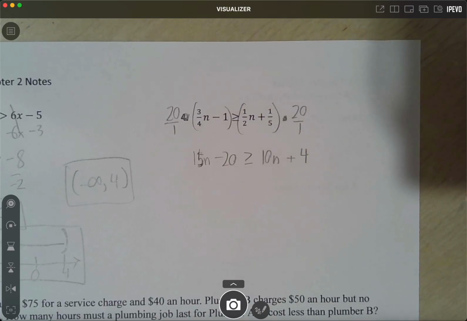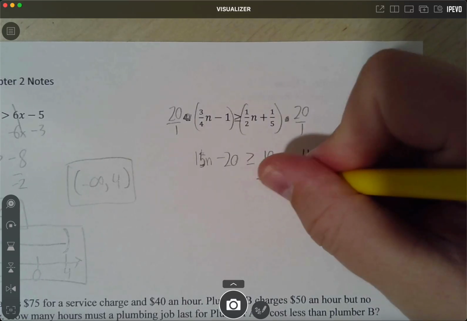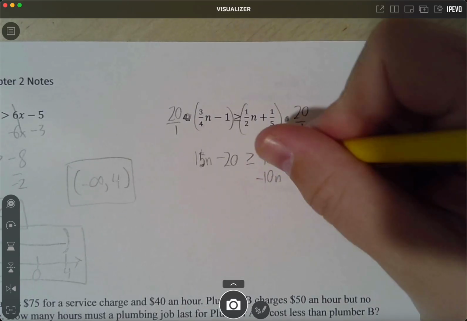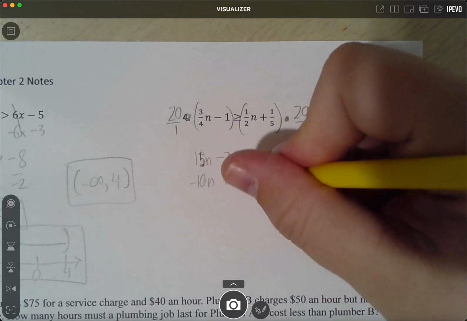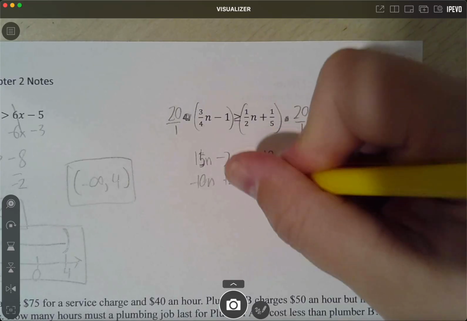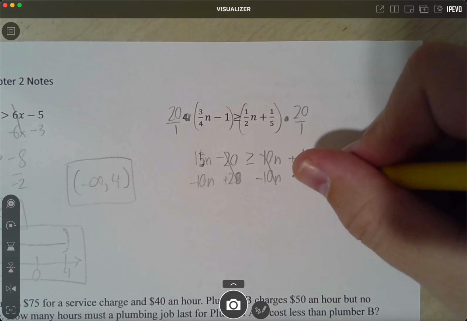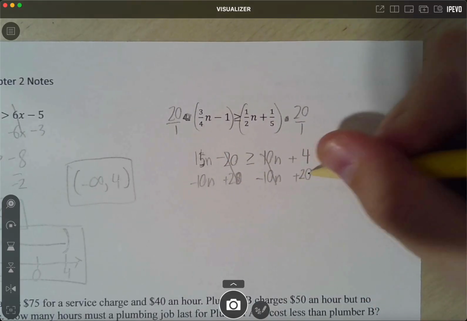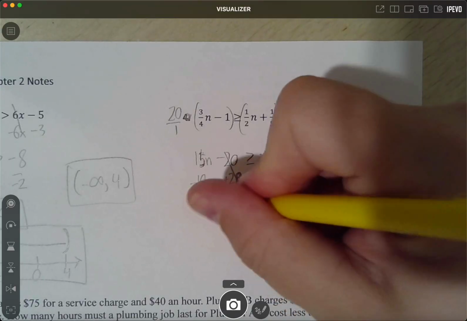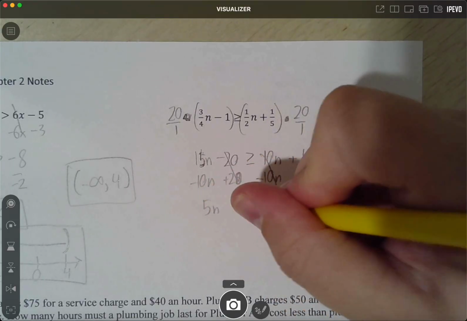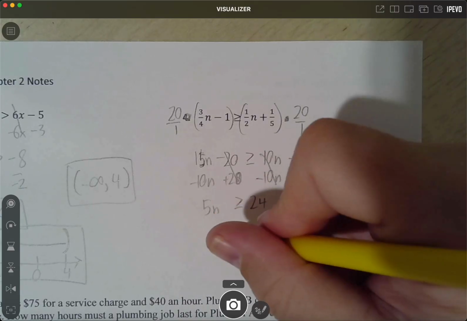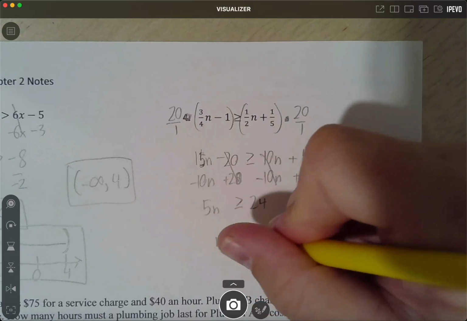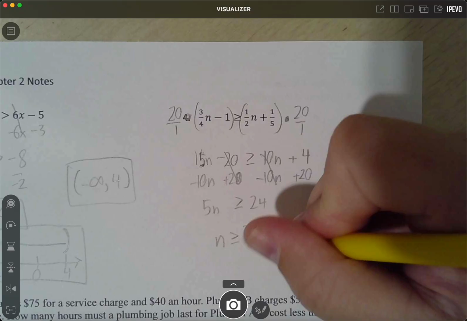All right, that's the heavy lifting. And the great news is, hey, look at that. There's no more fractions. So we can now go lightning quick, subtract the 10n from both sides. Add the 20 as well, because you might as well do as much as you can on the same line as you get comfortable balancing more than one thing to do at a time. 5n is greater than or equal to 24. And of course we can divide by 5 and just get 24 over 5.